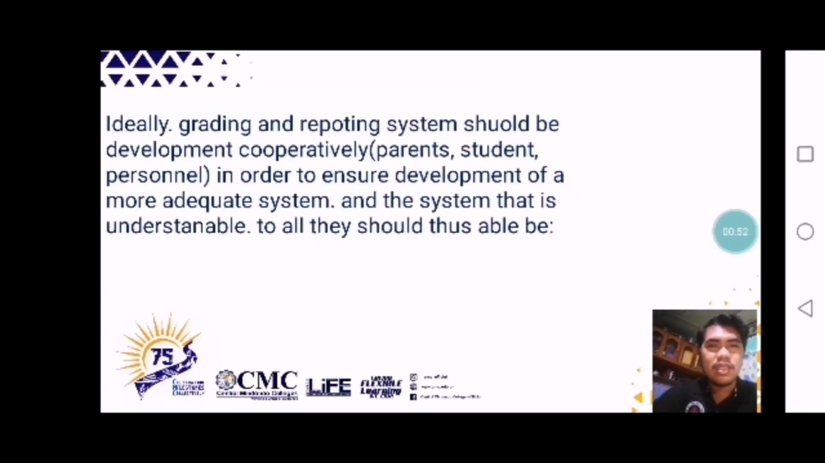And next, the grading and reporting system should be developed cooperatively with parents, students, and personnel in order to ensure development of a more equitable system, and a system that is understandable to all those involved.